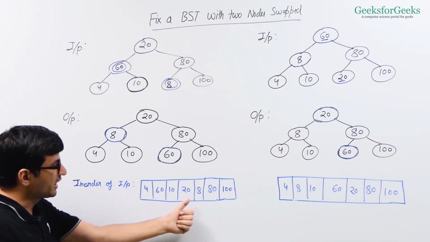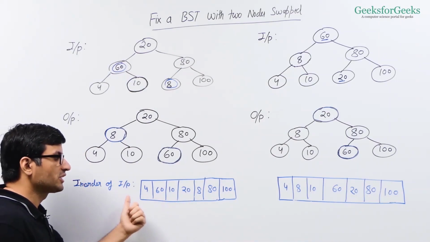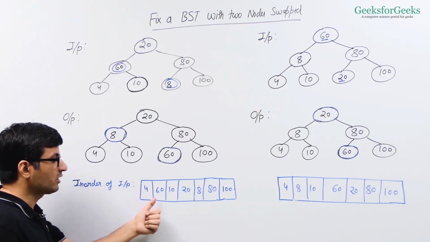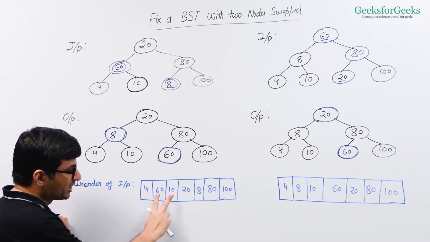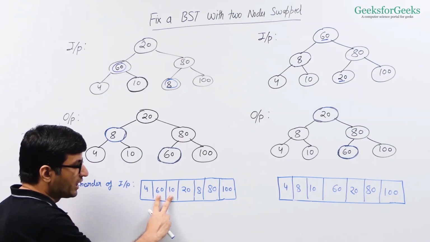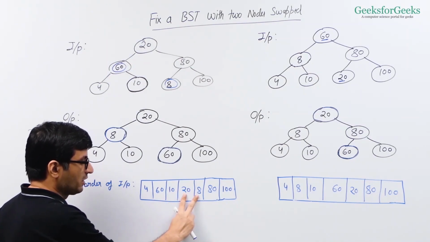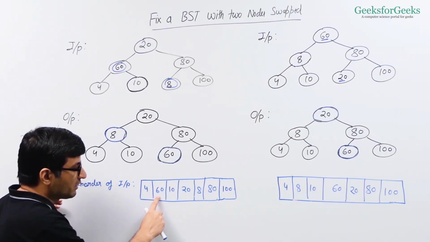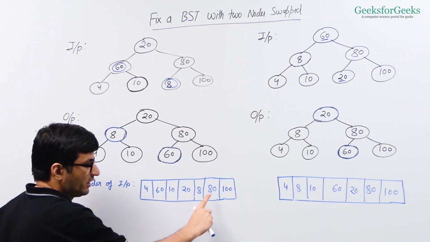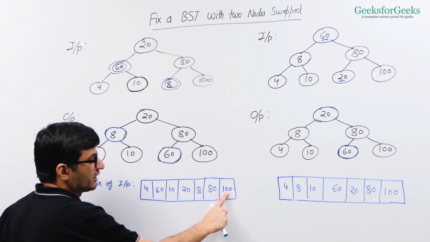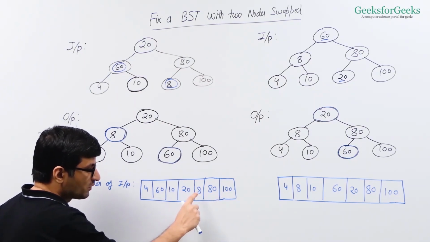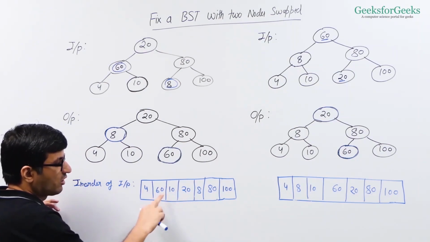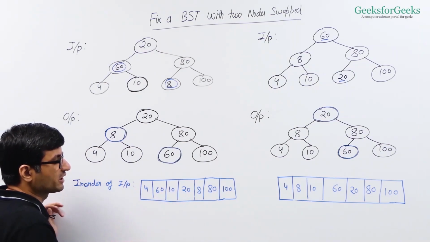So if you traverse this array and find out violations against sorting, which elements are not following the sorting order, you will first find the violation here, then you will find a violation here, right? So other nodes are following the order. For example, 60 is greater than 4, 20 is greater than 10, 80 is greater than 8, 100 is greater than 80. These are the two nodes which are not following, 8 and 10, right? They are not greater than their previous elements.